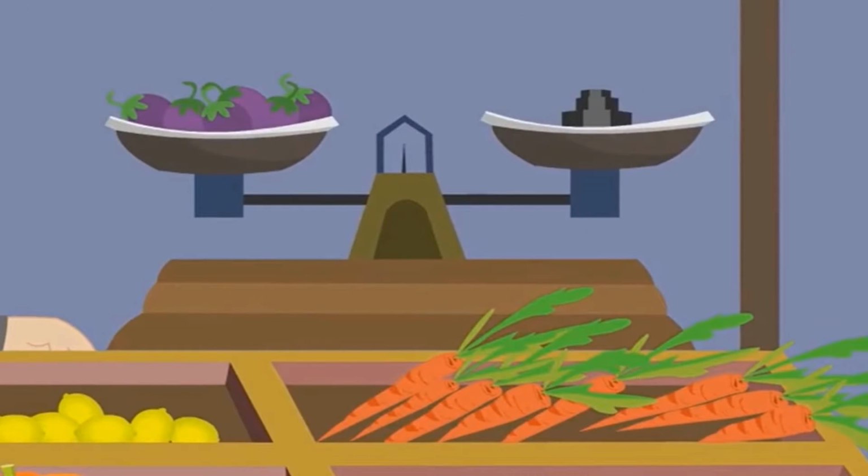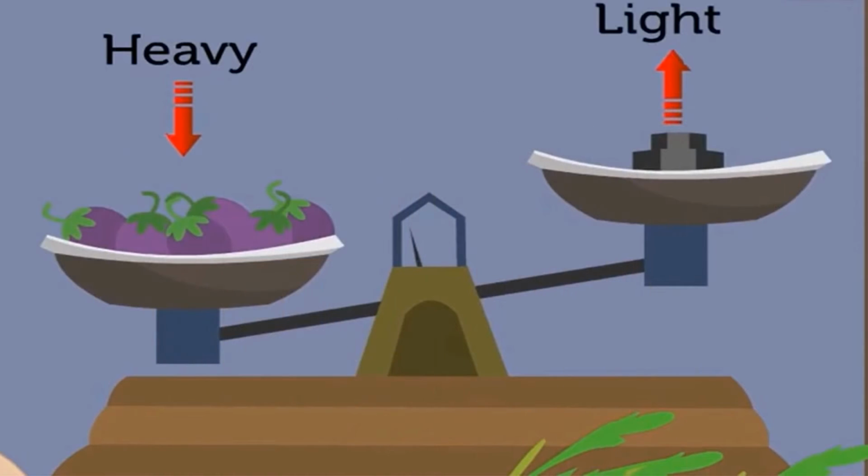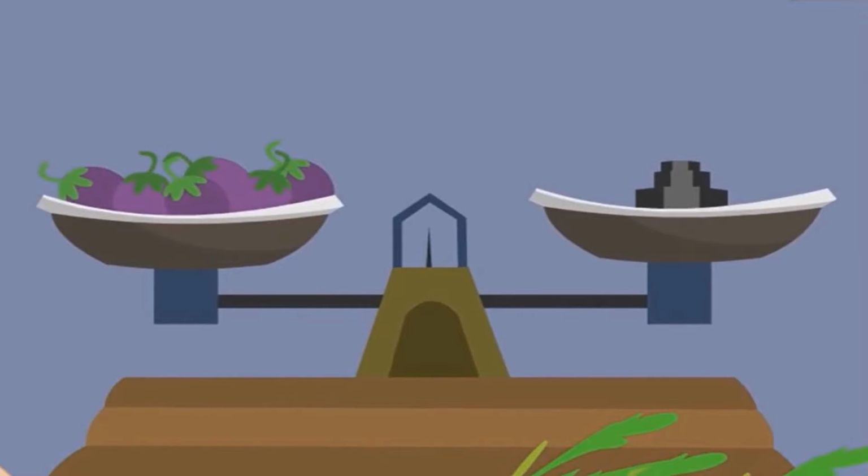Look at this. This is a weighing scale. We use a weighing scale to compare the weights of two objects. When we compare the weight of two objects, one object is either heavier or lighter than the other, or both can weigh the same. Let's understand this in a better way with the help of the weighing scale.